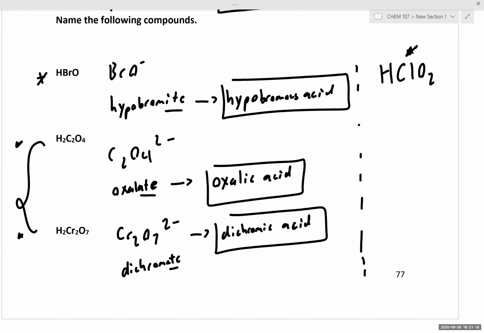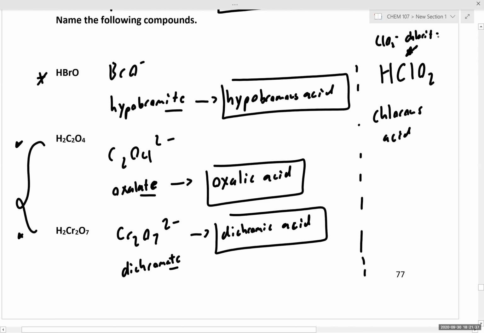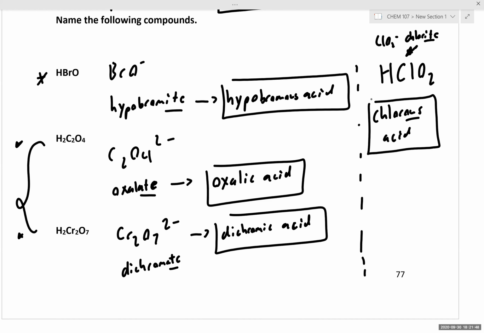So Professor, it becomes, I don't know if it's correct, chlorous acid? Could you repeat that? Chlorous acid? Yep. In other words, chlorous acid, because ClO2- is known as chlorite, and we replace ITE with OUS. Remember, the hydro prefix is only used for binary acids. Does that make sense? Yes, thank you. Perfect.